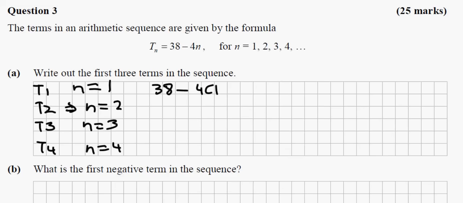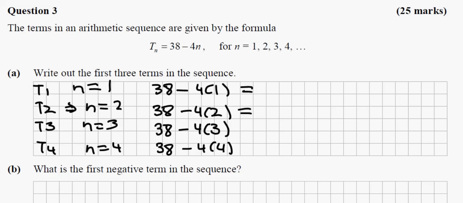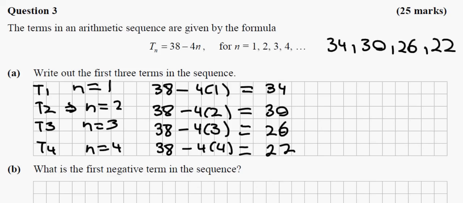So it's 38 minus 4 times 1, 38 minus 4 times 2, 38 minus 4 times 3 and 38 minus 4 times 4. Now what you've got to remember is we're just replacing in the n value for each one. So what we're going to get is 34, 30, 26 and 22 when you put them into your calculator. What we can see from this is that the starting number is 34, so a equals 34 and the common difference is minus 4. It's going down by 4 every time. So we can see that a is 34 and the common difference is minus 4.